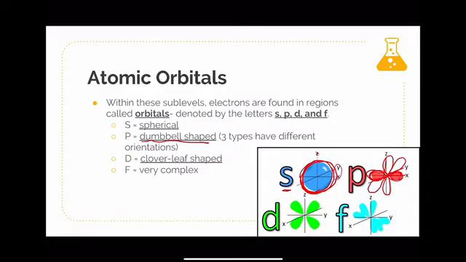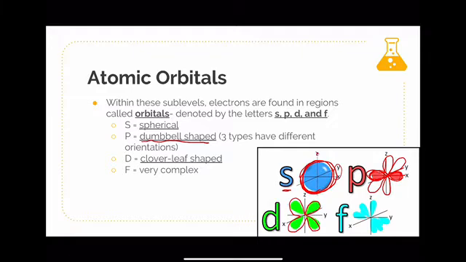Okay. D, you have a four-leaf clover shape. D has the clover shape orbit. And then F is a very complex orbit. It doesn't have a special name, it's just a complex orbital that can't really be described as any sort of shape, so to speak.